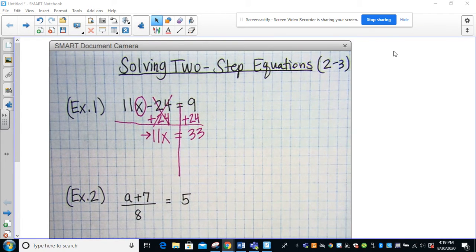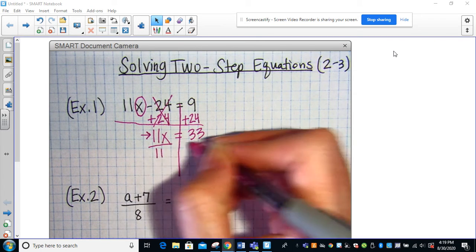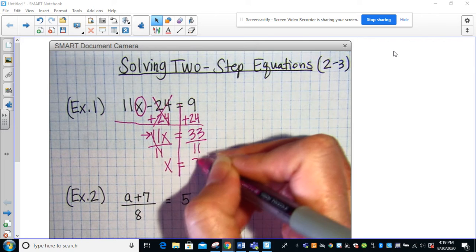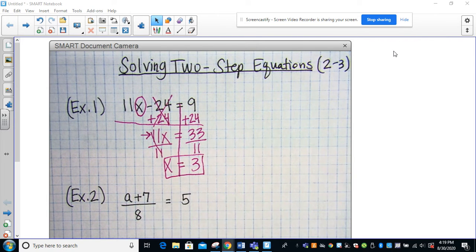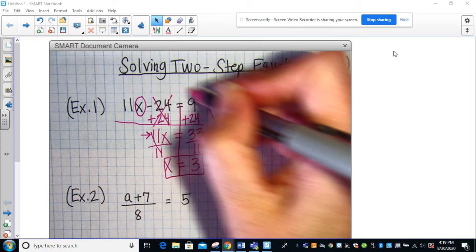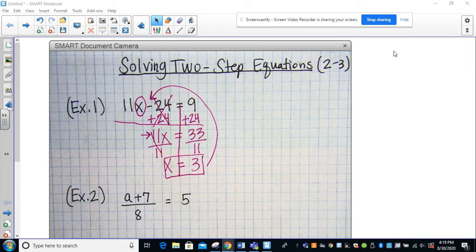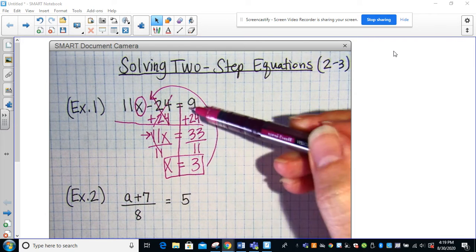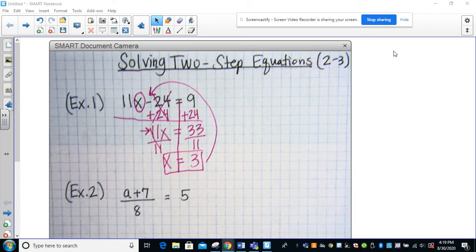So now we still have something we need to get rid of, and that's the 11. This is being multiplied, 11 times x. So in order to solve that, you have to do the opposite. Opposite or inverse operation of multiply is divide. So when you divide both sides by 11, that gives you x equals 3. So you could go back up here, plug it into the equation, 11 times 3, and then subtract 24, and it should give you 9.